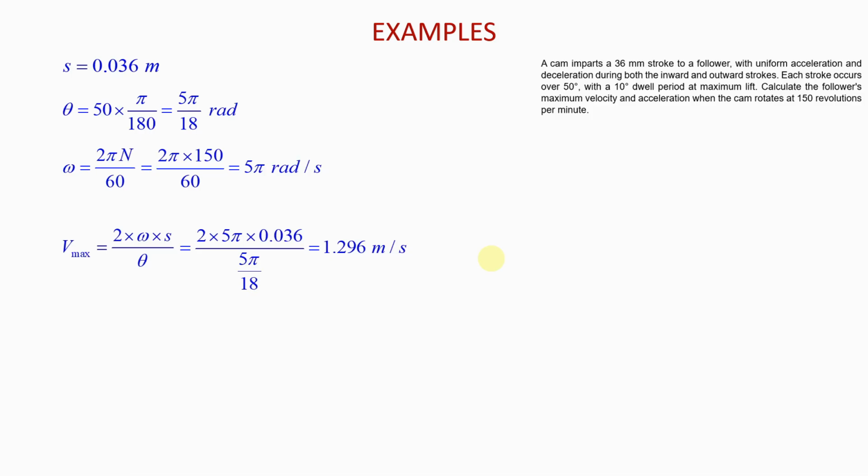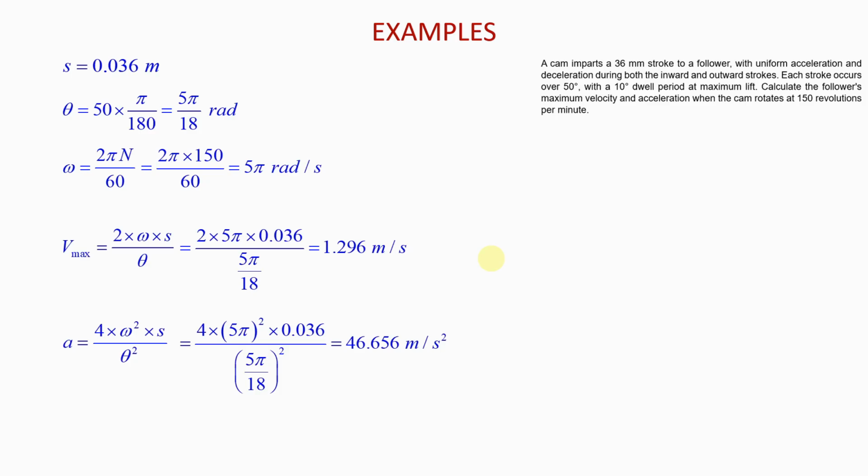Since we're dealing with a case of uniform acceleration, we know the equation for acceleration. Again, we can plug in all those numbers like that, and you will find that your acceleration is actually 46.656 meters per second squared. And if you can do that, that's pretty much all that was expected from you in this question. You had to find the maximum velocity and also the acceleration. Very important: this is not the maximum acceleration. This is the acceleration throughout, because you are dealing with a case of uniform acceleration. So the acceleration doesn't change.